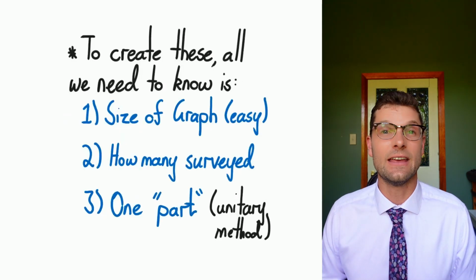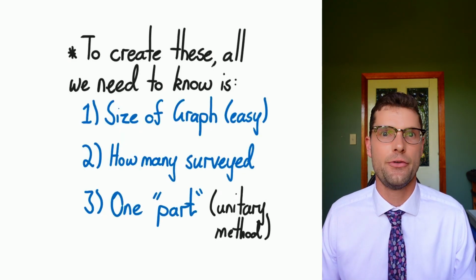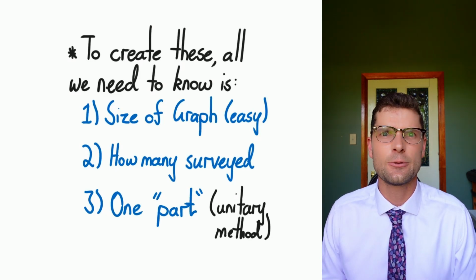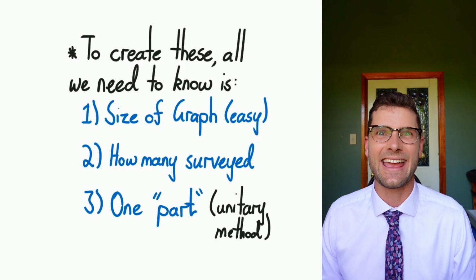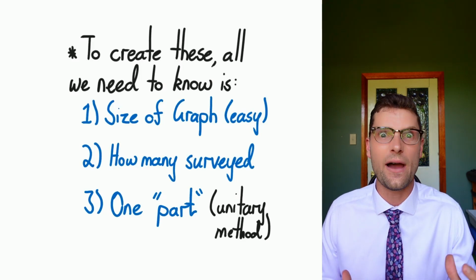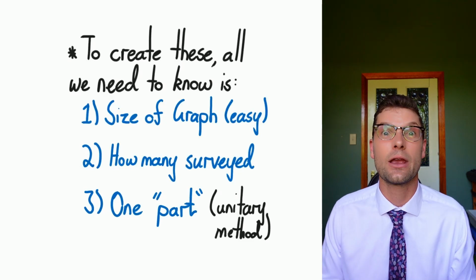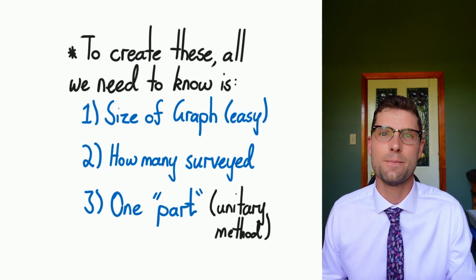In order to create these, we can do the same thing for both of them, which is really helpful. We just need to know 3 bits of information. The first thing we need to know is the size of the graph, and that's really easy for us. A circle is always 360 degrees. We don't need the circumference or anything like that. We're just talking about the 360 degrees that makes it up.